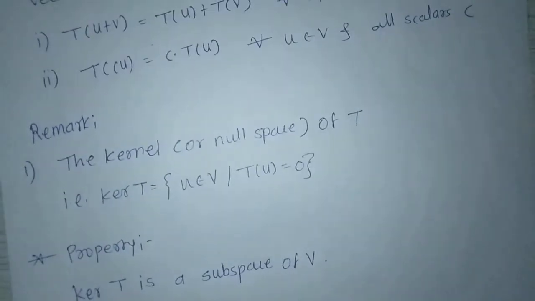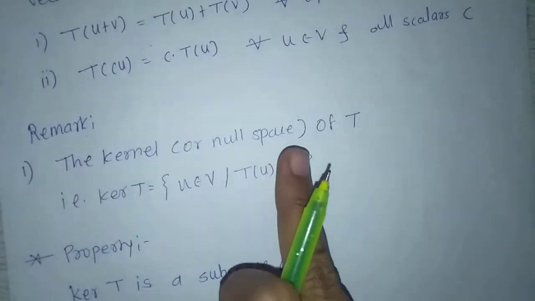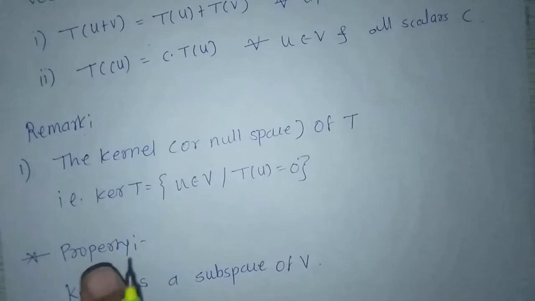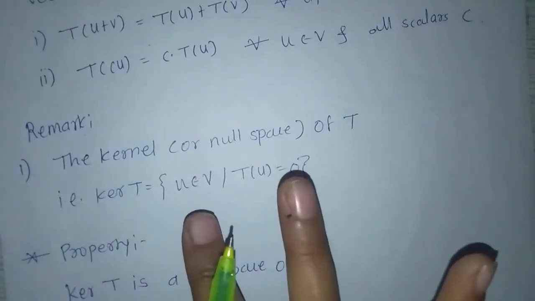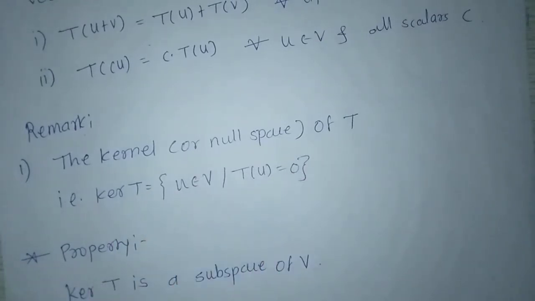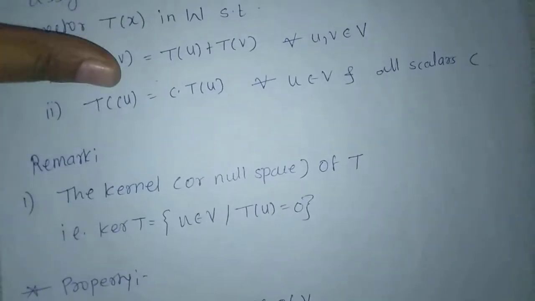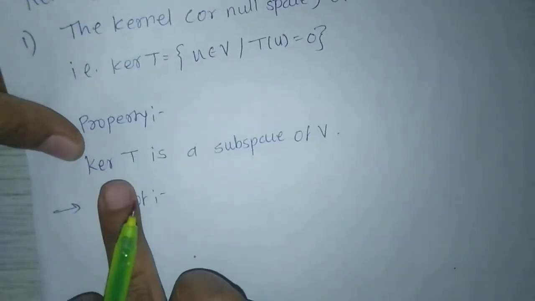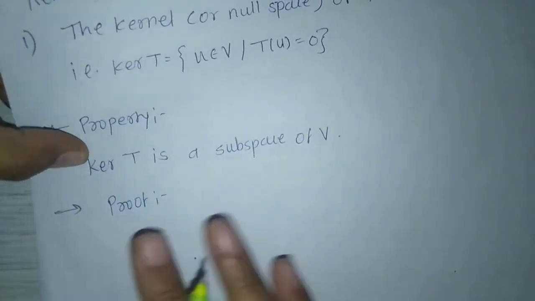Next, remark: the kernel or null space of T, that is, kernel of T equals the set of u belonging to V such that T of u equals 0. Now, the property for kernel of T is that kernel of T is a subspace of V.